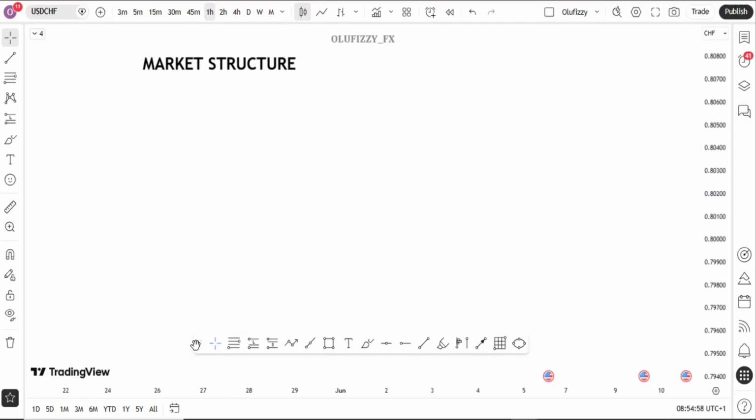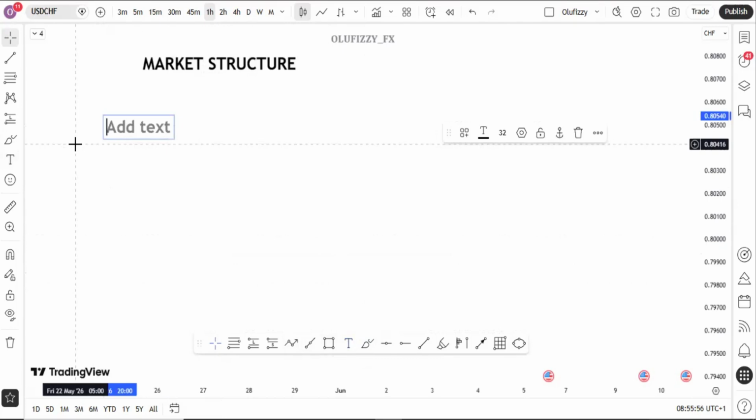Let me just use this simple analogy. Look at market structure like you are climbing a staircase. If every step is higher than the previous one, that means you are moving to the upside. And if every step you take is lower than the previous one, that means you are moving downward. The same thing happens in forex markets or any chart entirely. Markets can only do three things: either the market is going up, or going down, or moving sideways. So that means we have three types of market structure.